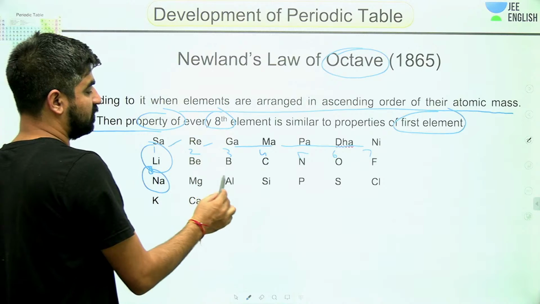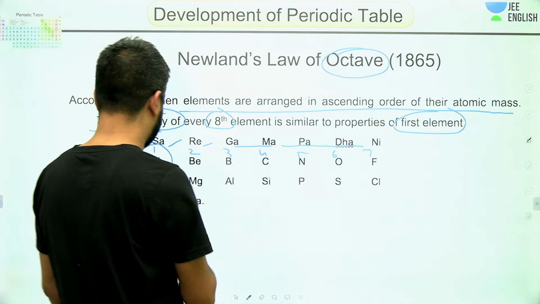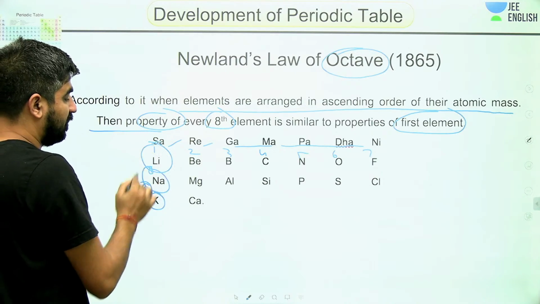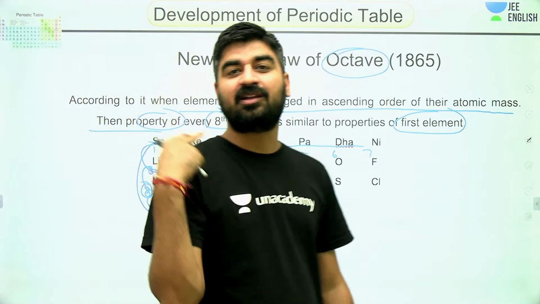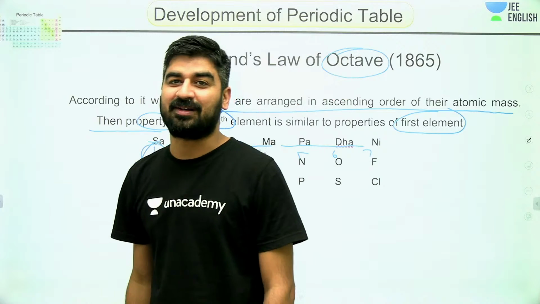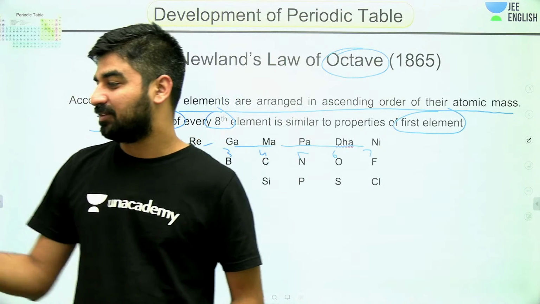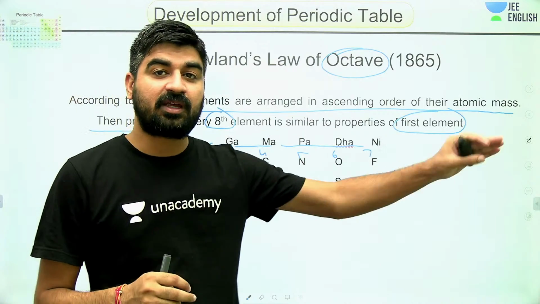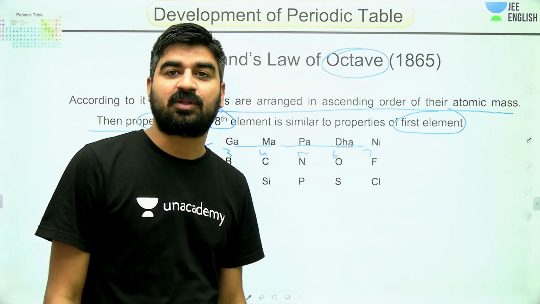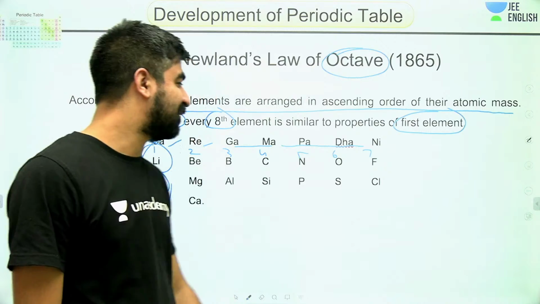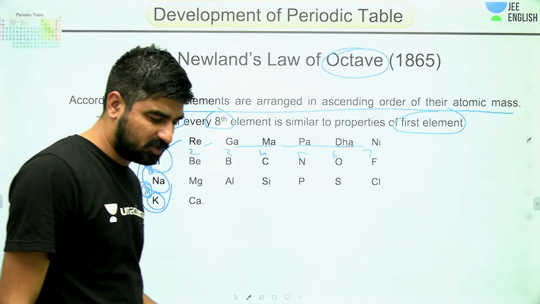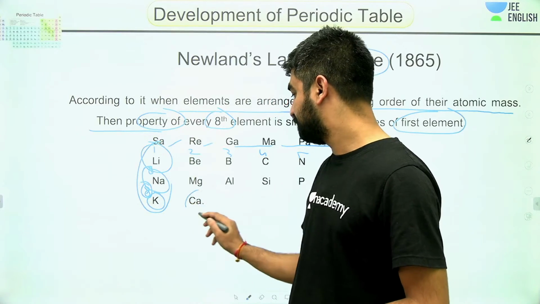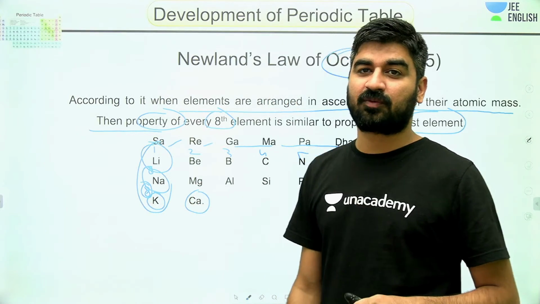And then again 1, 2, 3, 4, 5, 6, 7, 8, and the properties of potassium will be similar to this. So when you arrange the elements as per their atomic masses, he found, and these were purely observations, that the properties of every eighth element are similar to the properties of the first element. But this law was valid only up to calcium. After this it was not following.